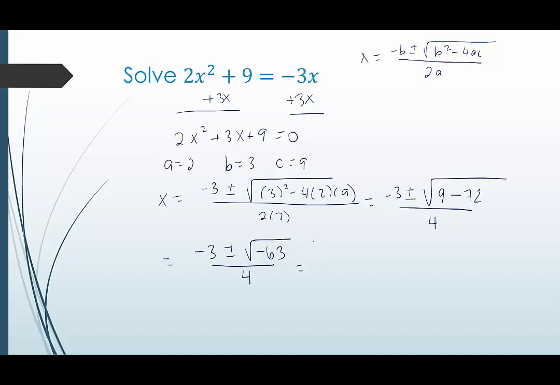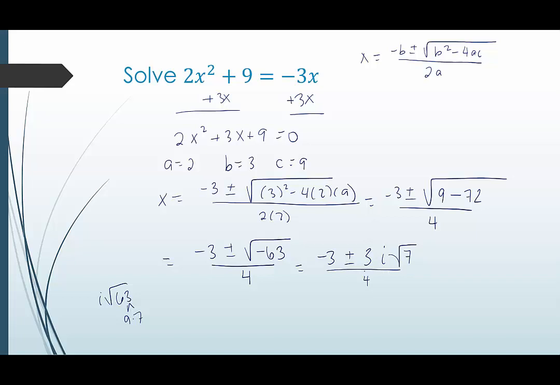Dealing with that negative under the radical means an i would pop out. So I'm going to pop an i out. Then we would have i times radical 63. 63 has a perfect square factor of 9. It would be 9 times 7. So I can take the square root of 9, so a 3 will come right in front of that i, times the square root of 7, all divided by 4. All three terms do not have any common factors besides 1.